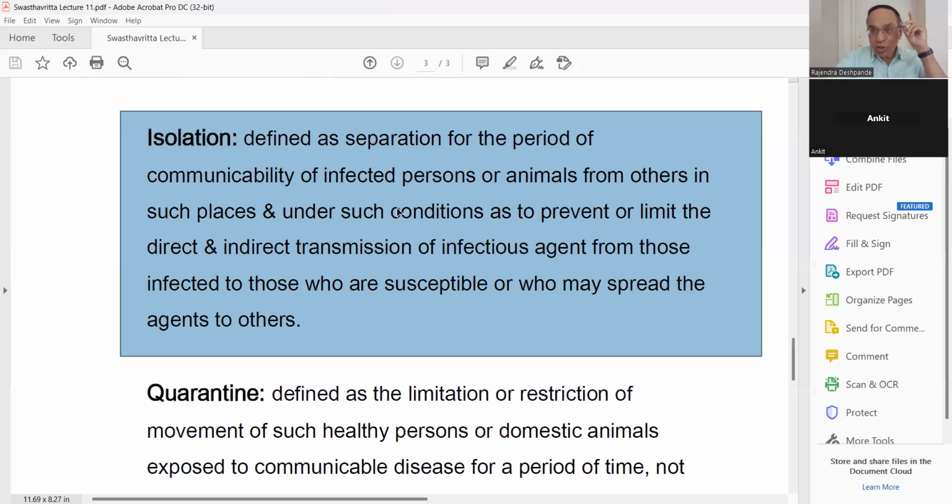Previously, the patient was admitted to the hospital directly. Afterwards, when the hospitals were full in the corona period, they asked patients to stay in the house, but in a separate room.